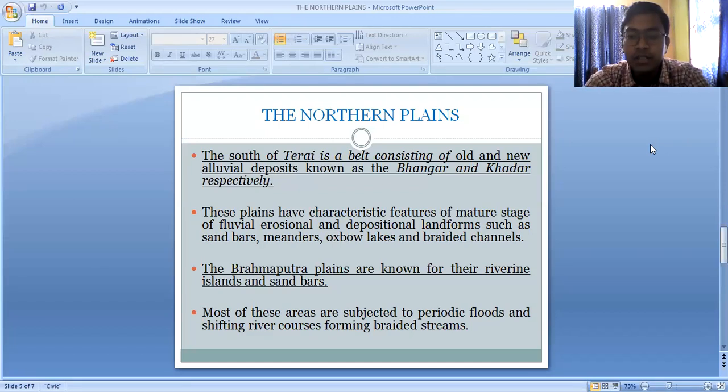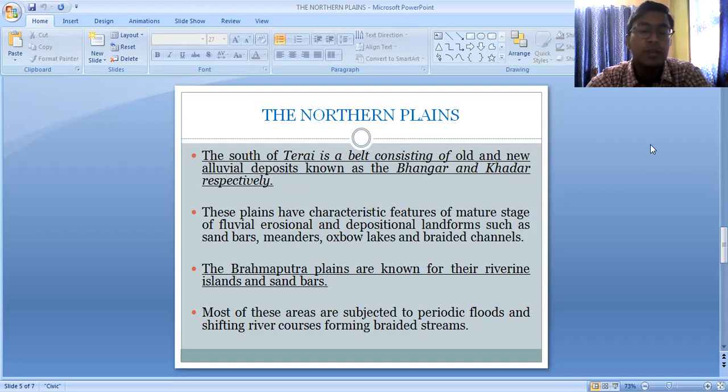Whereas, on the other hand, the Khadar belt is mainly formed of the new alluvial deposits. During the flood season, the fertile alluvium which is brought down by the rivers gets deposited and the soil is renewed every year. That is, the Khadar belt is renewed every year, which makes it very suitable for agricultural practice. Most of the agricultural practice is carried out here in this Khadar belt.